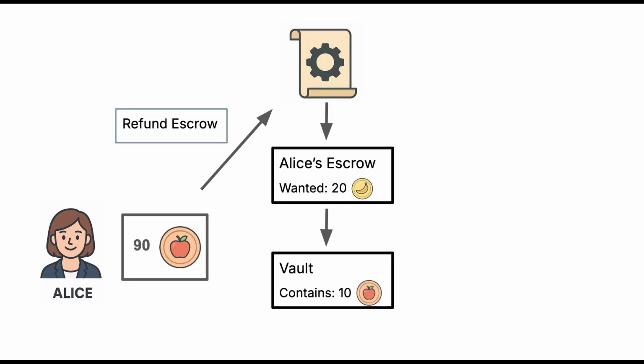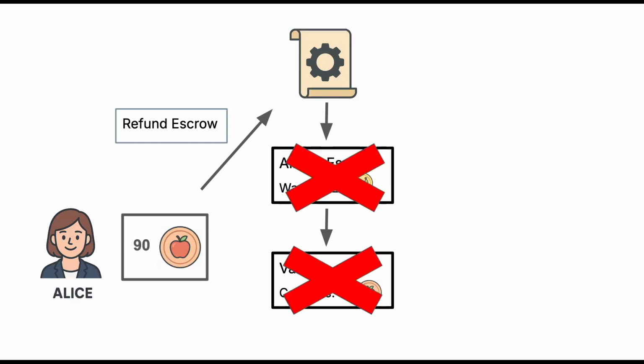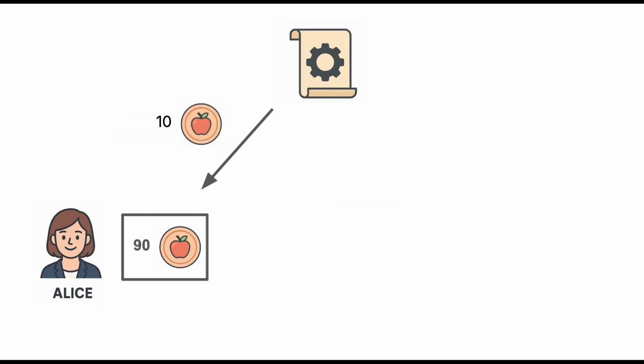Alternatively, suppose that before anyone comes along, Alice changes her mind. She can send an instruction to refund the escrow. This also closes out both the vault and the escrow. Then it refunds 10 Apple coin back to Alice.